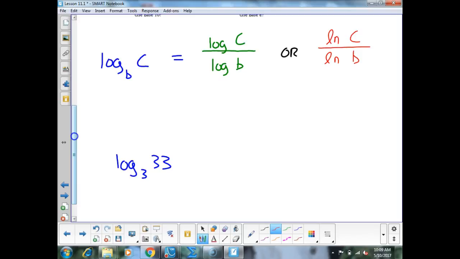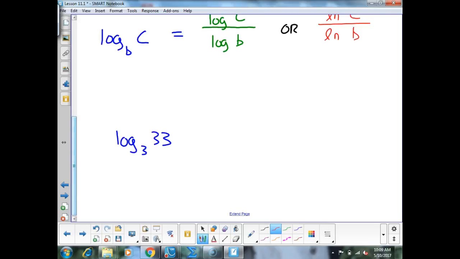Now your TI Inspire calculators, the makers of those said, that's way too much stuff to remember. We're just going to let you type it in as you type it in. Okay? And I'll show you that method too if you are an Inspire type of user. Okay? So, log base 3 of 33. Yesterday we said that that was approximately 3.2.